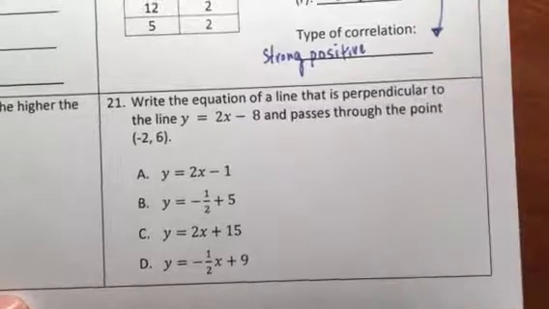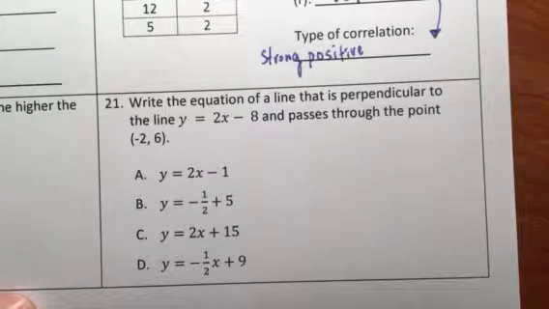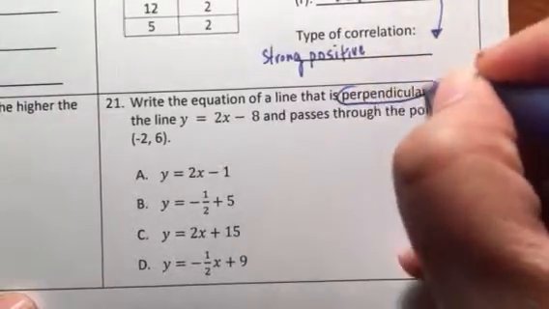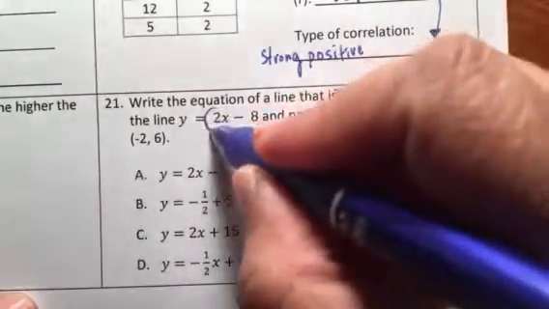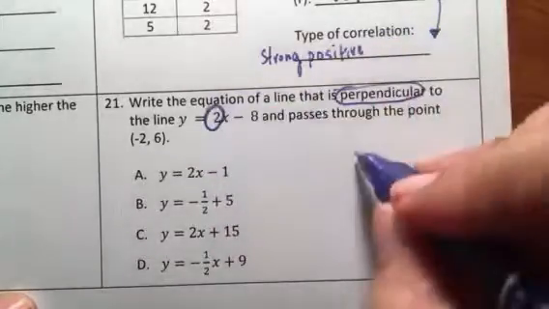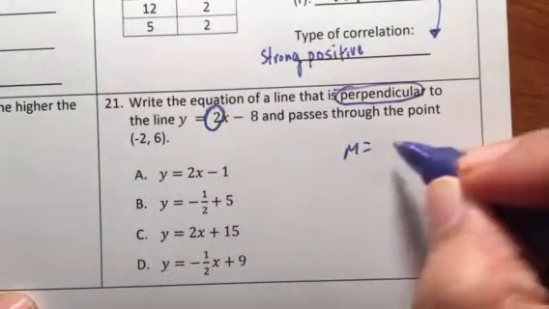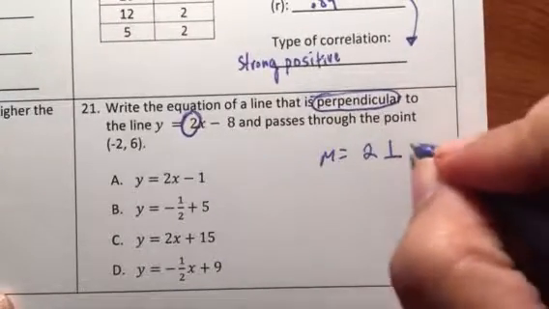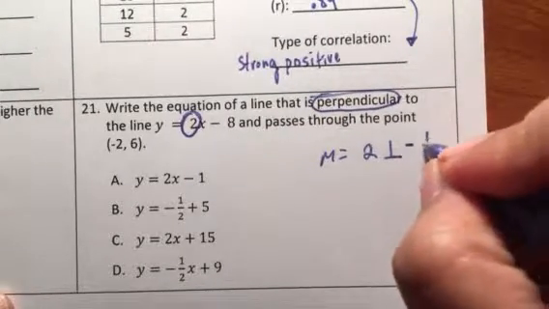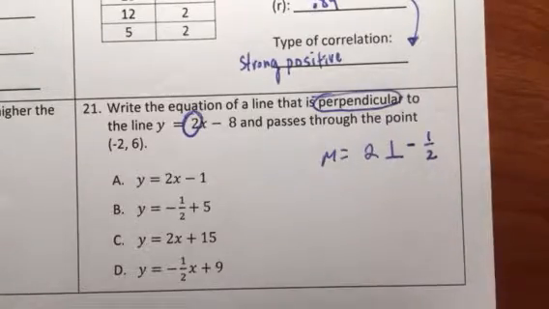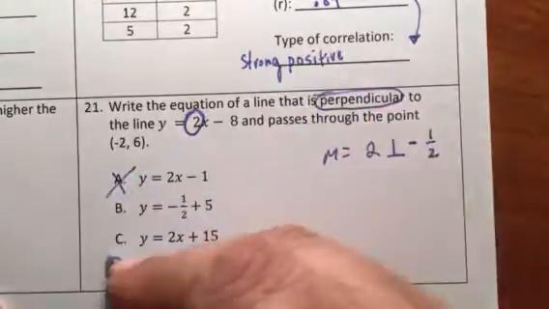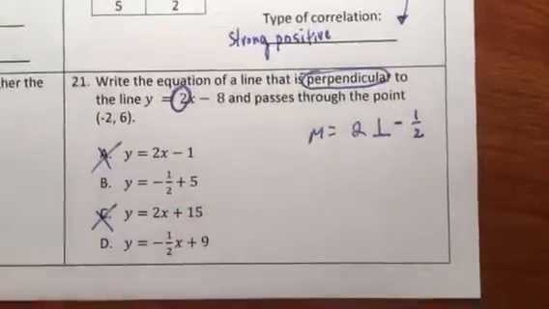Okay, so this one was very similar to number 12, but this one asked for perpendicular. So I'm going to look at this number right here. Since my slope is 2, in order for it to be perpendicular, it has to be an opposite sign, and the numbers have to switch. So I'm looking for a slope that has 1/2. So that means B and D are gone.